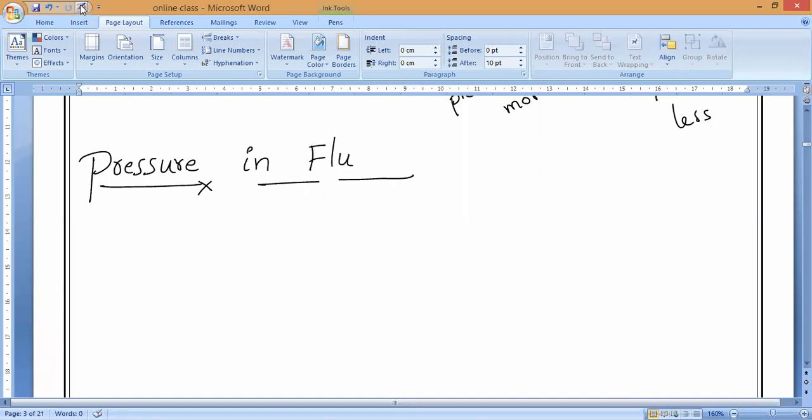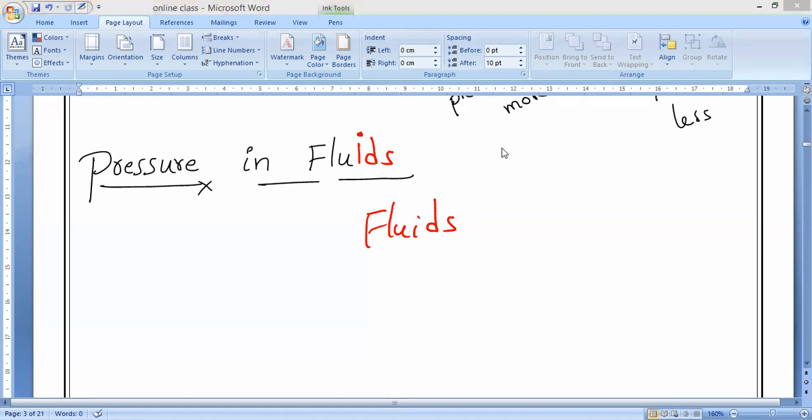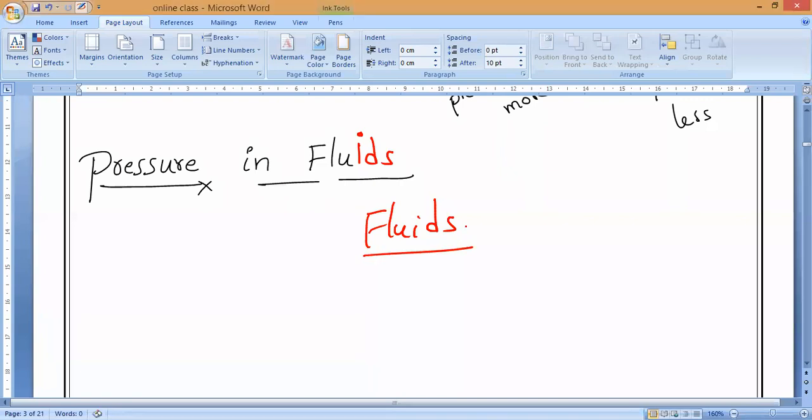Very simple, guys. First of all, you should know what fluids are. What do you mean by fluids? Those which can flow are called fluids. The substances which can flow easily are called fluids.